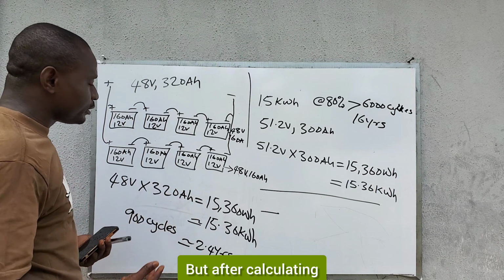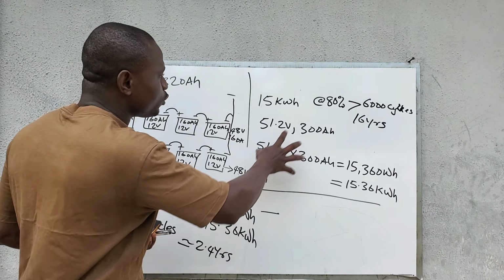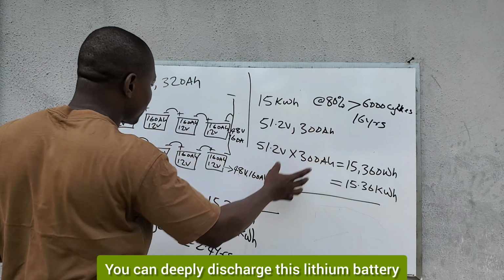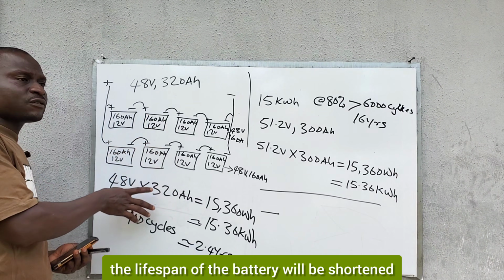But after calculating, you should know that their discharge rate is different. You can deeply discharge this lithium battery, but if you deeply discharge this lead acid battery, the lifespan of the battery will be shortened.